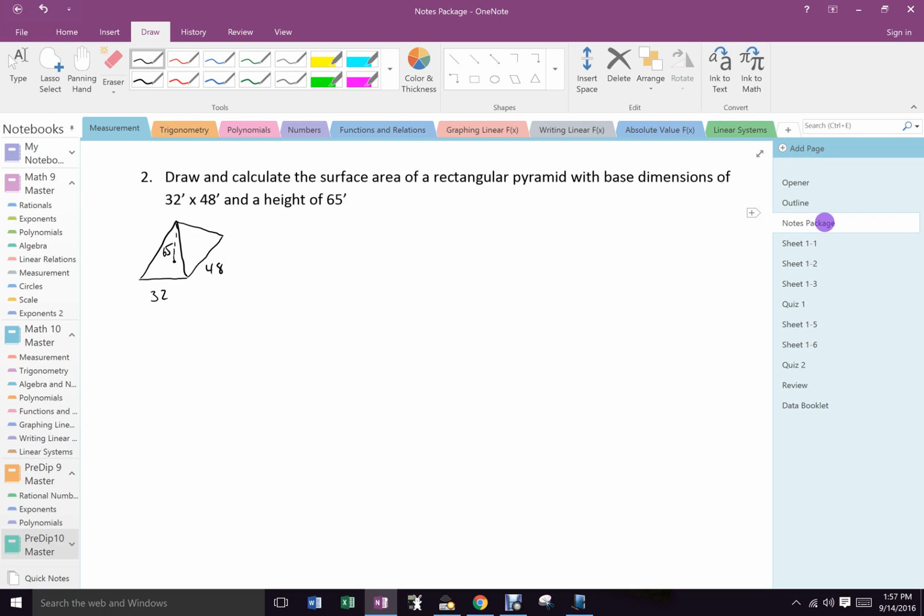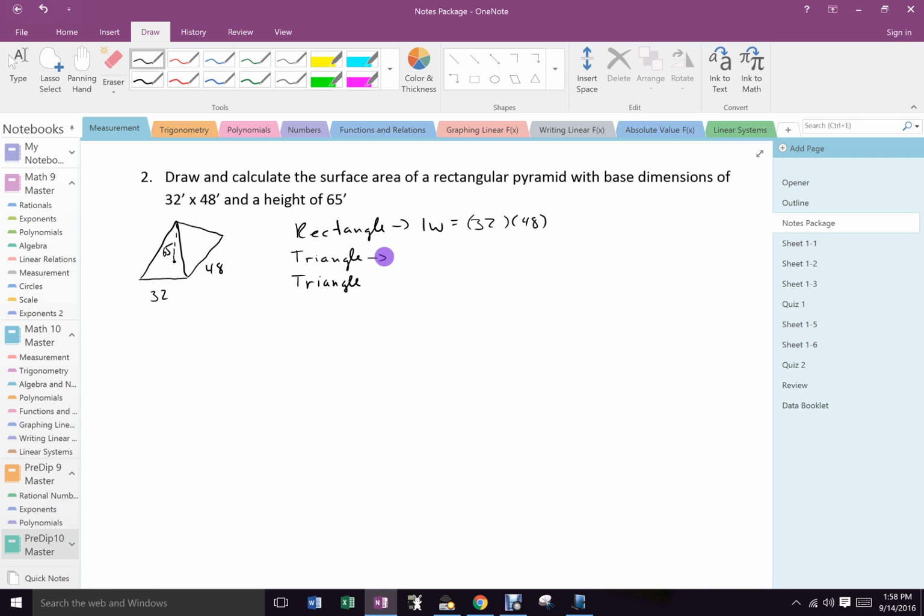What shapes make up this pyramid? There's a rectangle. That's on the bottom. What else is there? There's 4 triangles. Are they all the same? No. So I've got a triangle, and I've got a second triangle, correct? Now, rectangle's easy. What's the area of a rectangle? Length times width, LW, which in this case is what? 32 by 48. We're not going to get out our calculators yet because we're not sure. Or we're going to do it all at once.